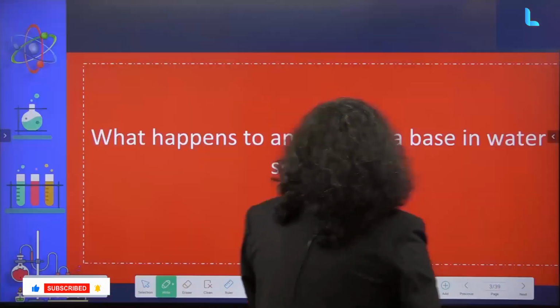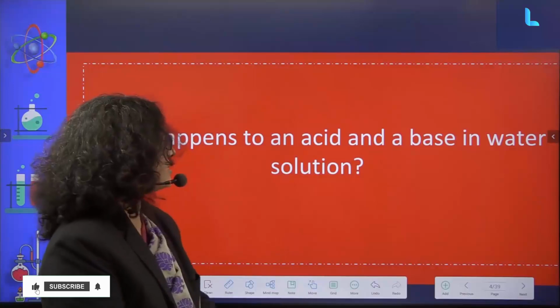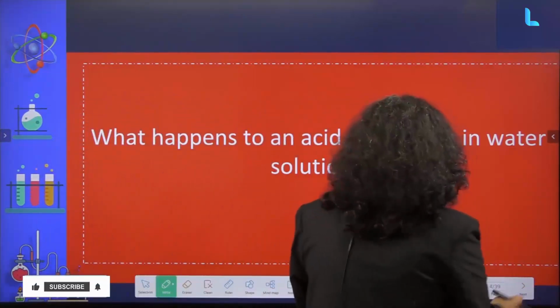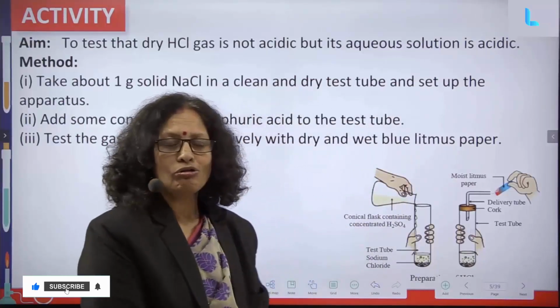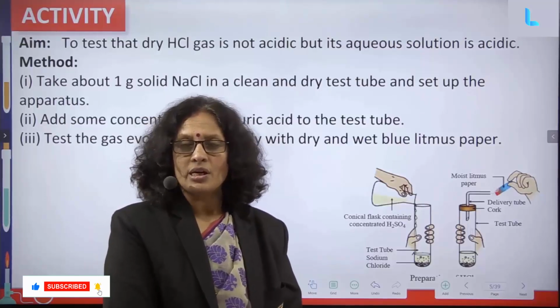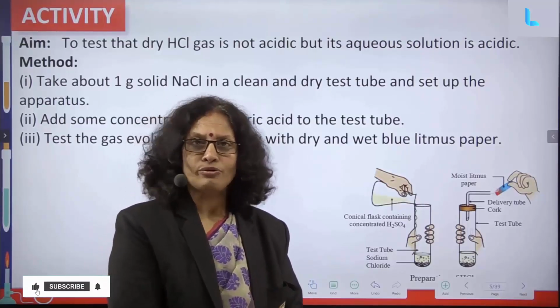Okay. Now what happens to an acid and a base in water solution? What will happen when they are dissolved in water? You have plenty of ions. They dissociate into ions. Ions are the only cause for different kinds of reactions.